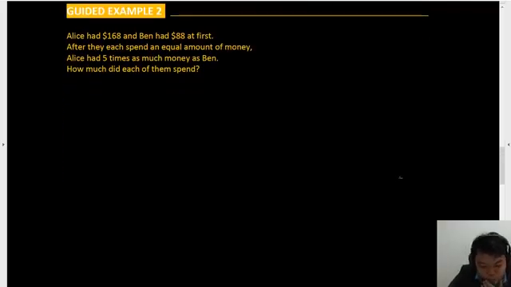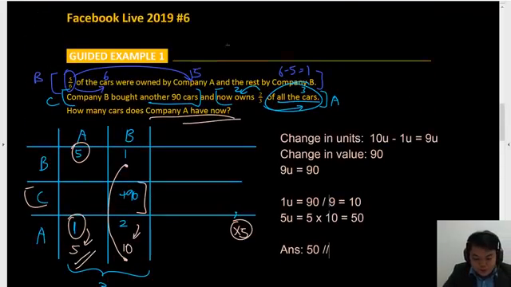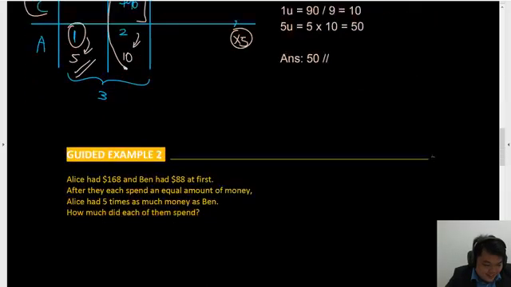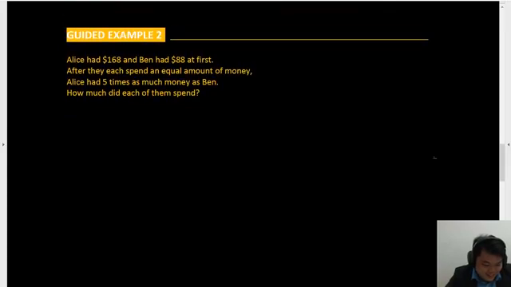Okay, so let's move on to number 2. In case you want to take notes, this is a single, unchanged quantity question because there is no change for A. Number 2.